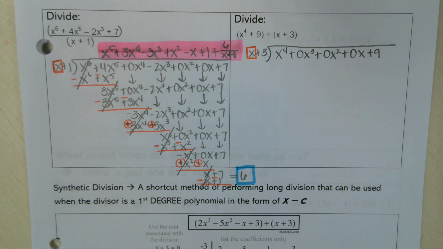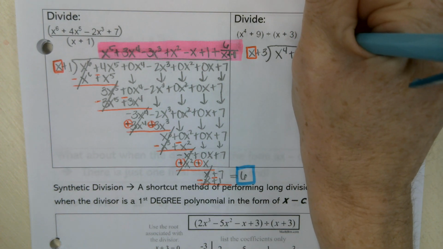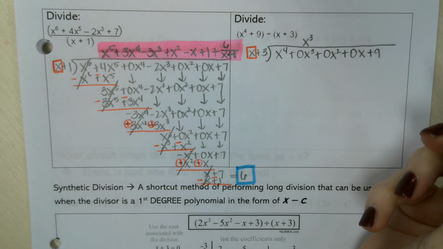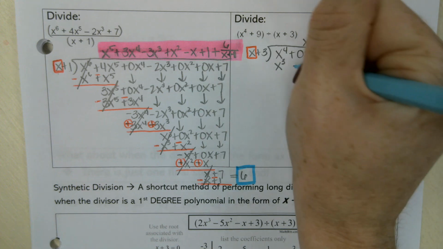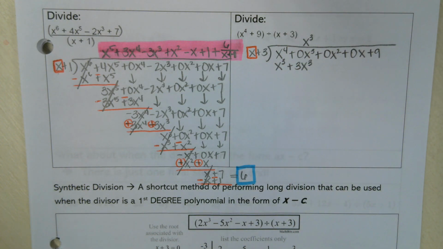What do I multiply by x to give me x to the 4th? It's x to the 3rd. Now, this x to the 3rd gets multiplied by the x and the 3. It's like the distributive property. So this is x to the 4th plus 3x to the 3rd.